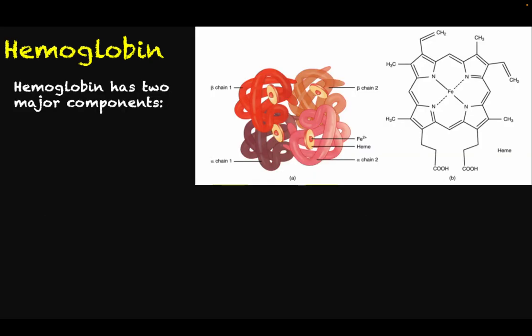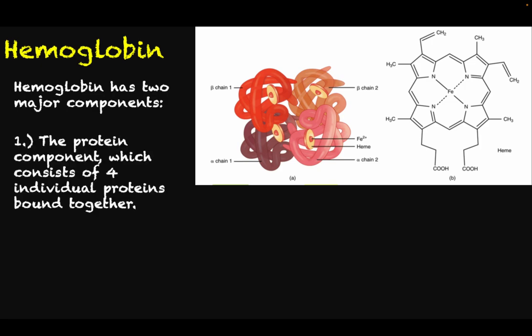So hemoglobin as a molecule has two major components. Number one is the protein component, which consists of 4 individual proteins that are bound together. 2 of these proteins are called alpha globin. So here's alpha chain number 1, alpha chain number 2, and then 2 beta globins. There's beta globin number 1 and beta globin number 2.